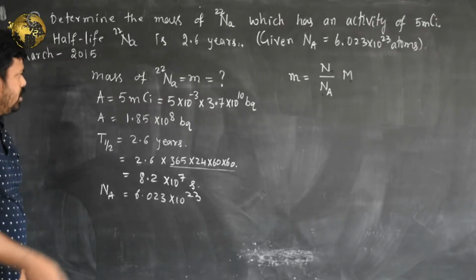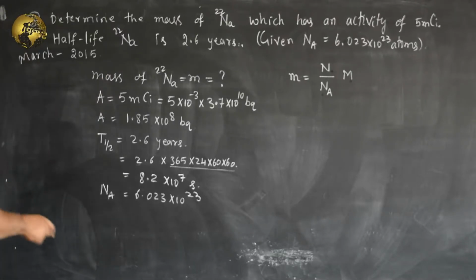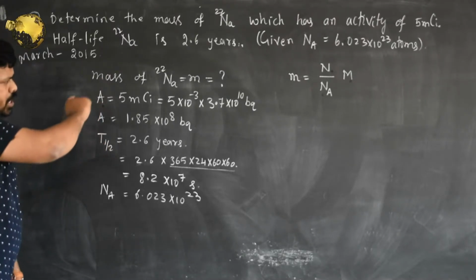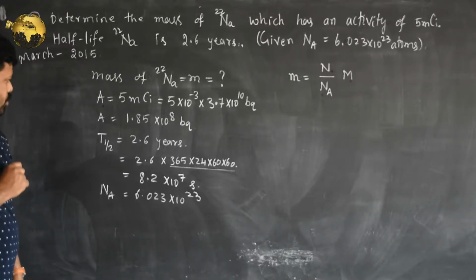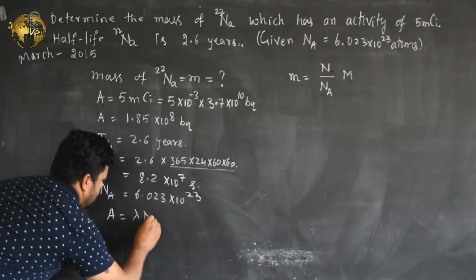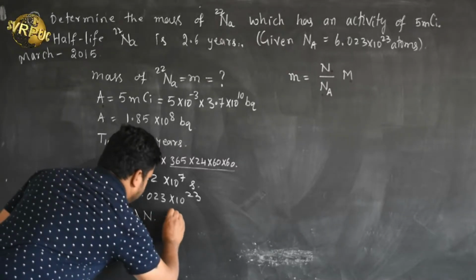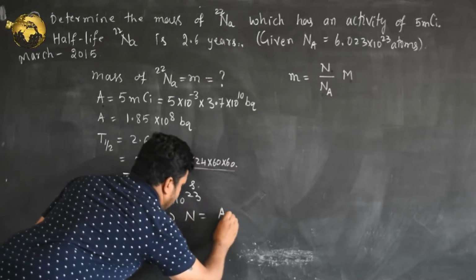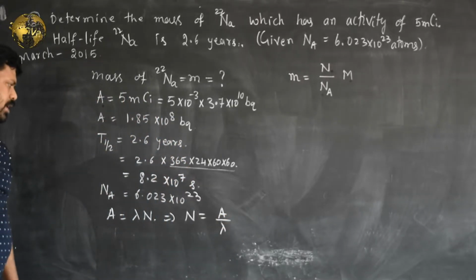So how can that be done? Let's make use of the data given. So N, let's use A is given. If we look at the relationship between N and A, we have activity A is equal to lambda N. Let's rearrange this. What happens? N is equal to A divided by lambda.